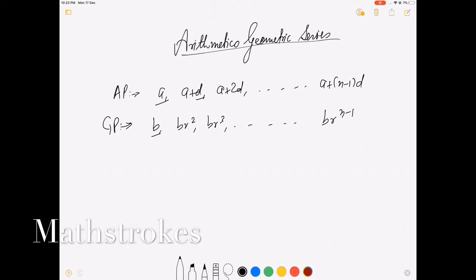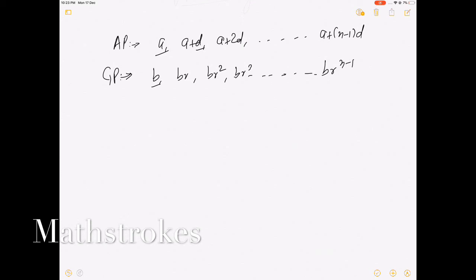So this is b, br, br square, br cube, and so on. r is the common ratio of this GP. Now we will define a new series by multiplying the corresponding terms of this AP and this GP, which we call an AGP, arithmetico geometric progression, a combination of the arithmetic progression and the geometric progression.